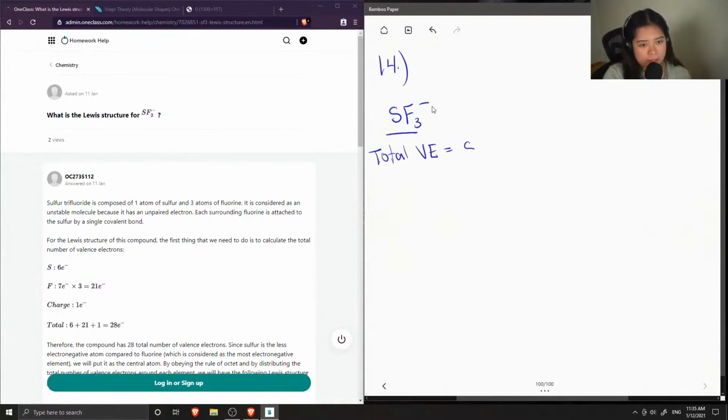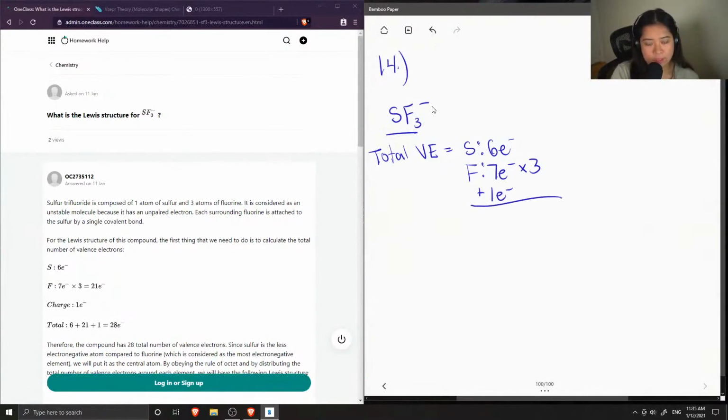So sulfur contains 6, and a fluorine atom contains 7. Since there are 3 of them, we multiply this by 3. And the overall ion has a -1 charge, so this means we're going to add an additional electron. And if we add all the values up, we should get a total of 28 valence electrons.